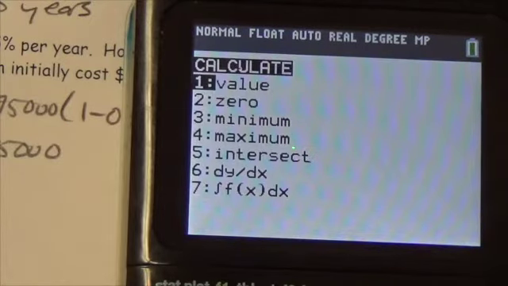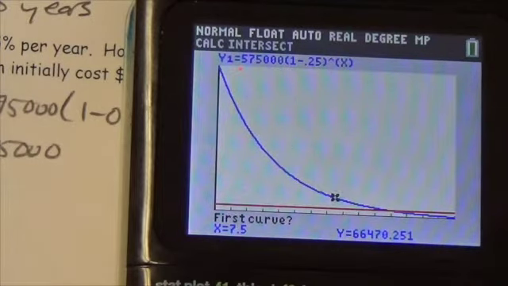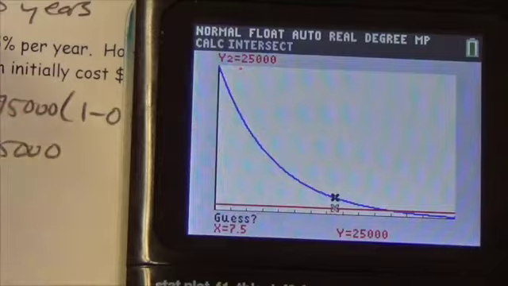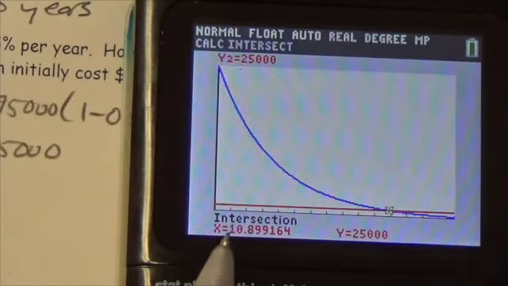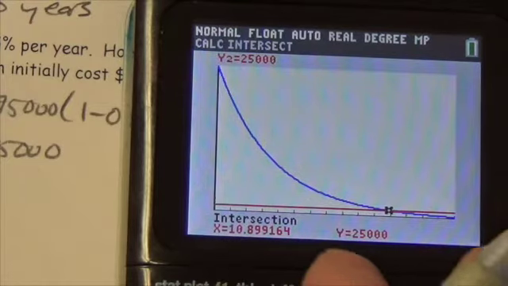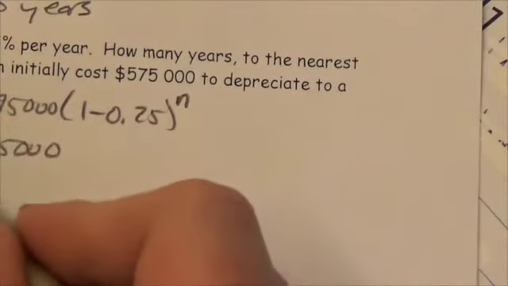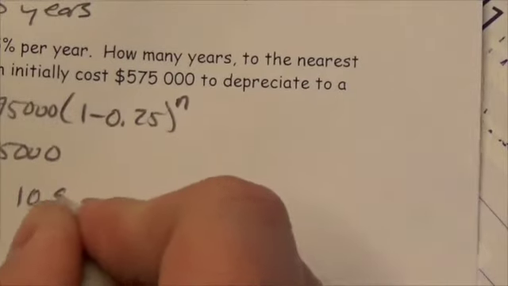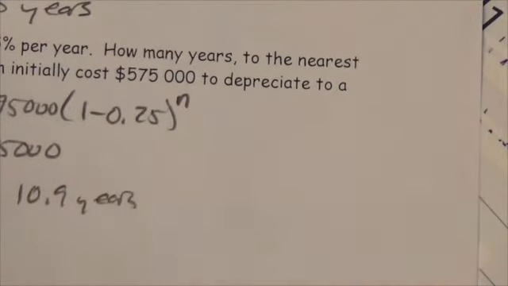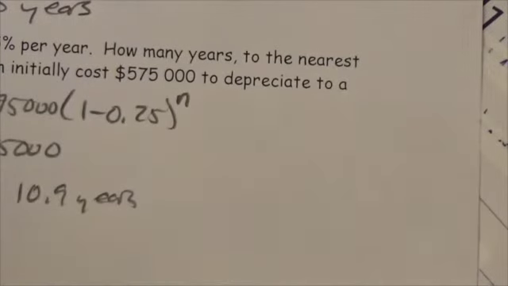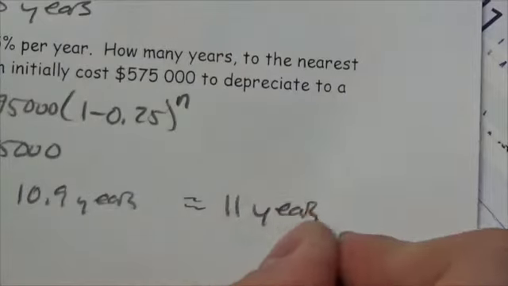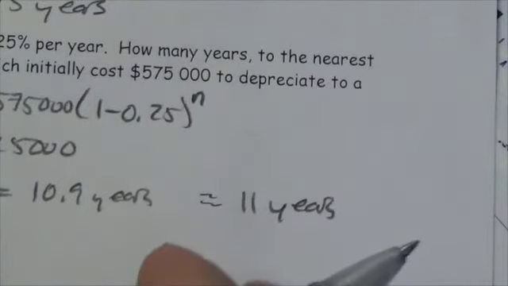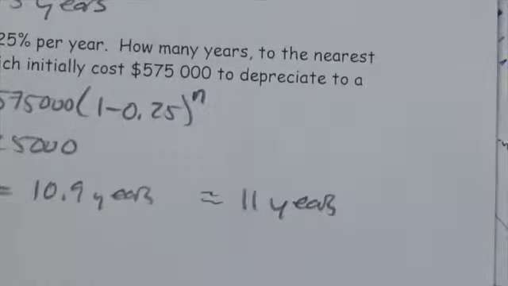So second trace gets us into the calc menu. Number 5 is intersect. Is that the first curve? Yep. Is that the second curve? Yep. And I'm okay to let it guess that. And so now we get, what is that, to the nearest 10th, 10.9 years. So n here is going to be 10.9 years. I'm just going to double check that, look a little closer. Yeah. Which means, hey, this is really, that happened in the 11th year. So it took 11 years to get down to $25,000.